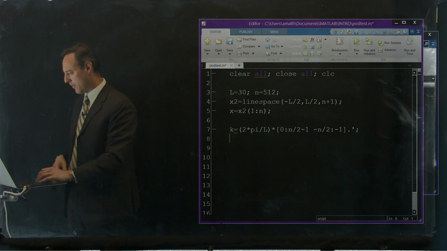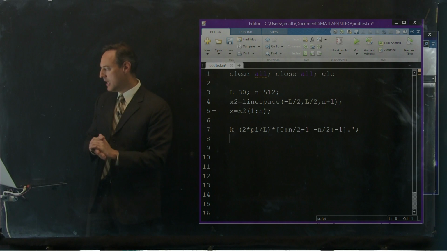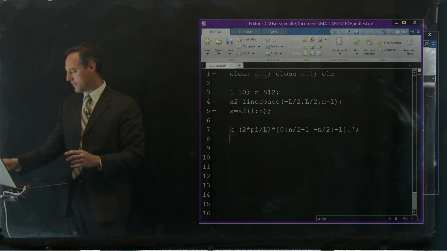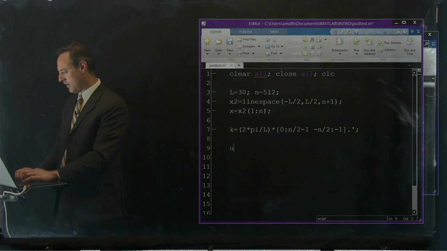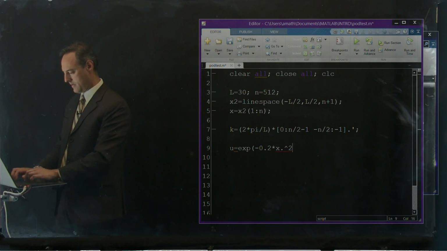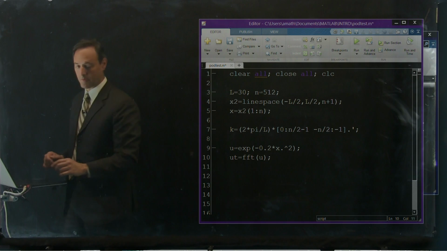Okay, so those are my wave numbers. So we're ready to start solving this thing. So I'm going to give it some initial data. So let's do this. U is good. Let's just do a Gaussian. Okay, and my initial condition will be the Fourier transform of that.